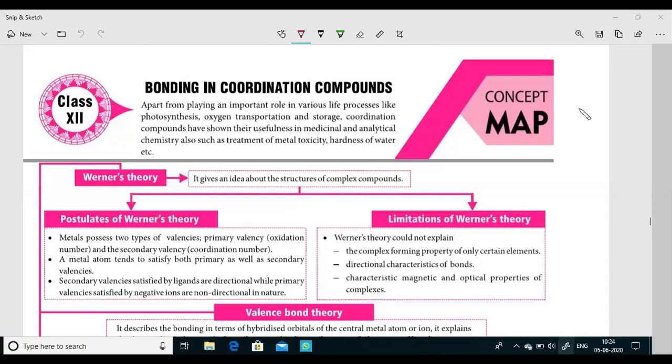Students, are you able to see the screen share? Is everybody able to see the screen? Post in the chat box.